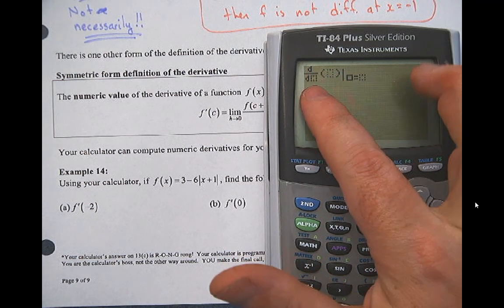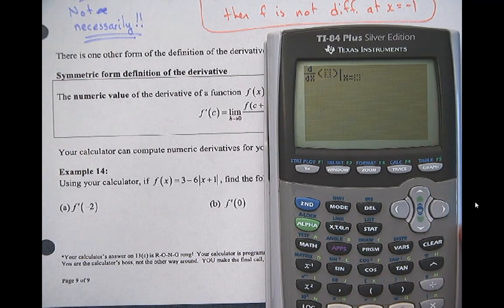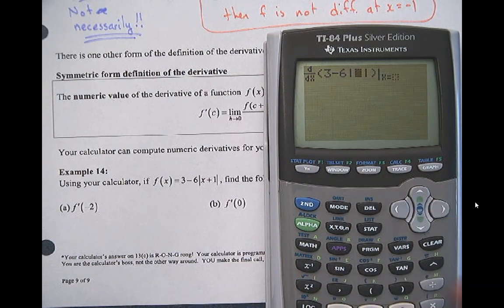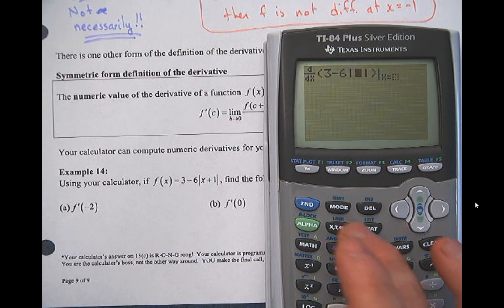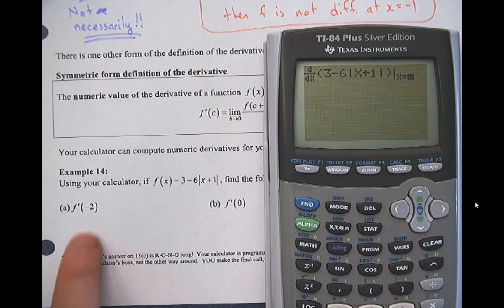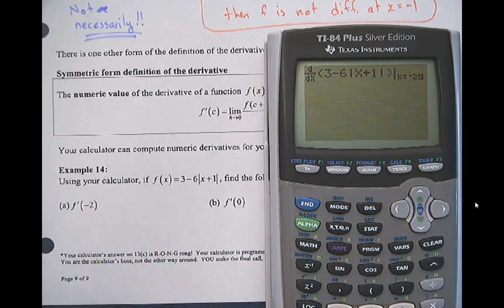Okay, d/dx, that's always going to be an x, and then you're going to put your equation in here. 3 minus 6 absolute value of x plus 1. And where do we want to derive this? We want to derive this at -2. So that's the coding, that's the keystrokes that you're going to use to plug this in.